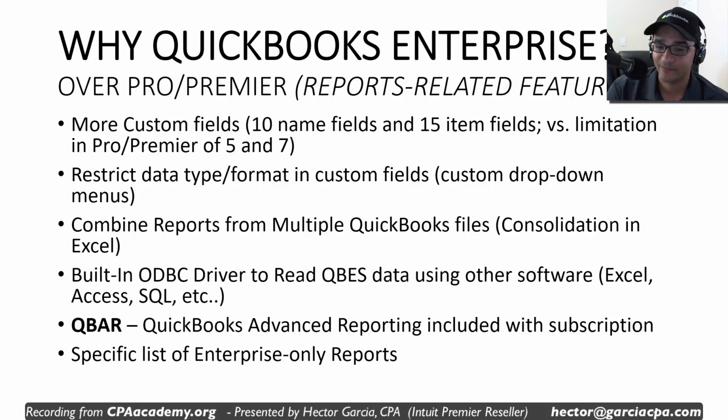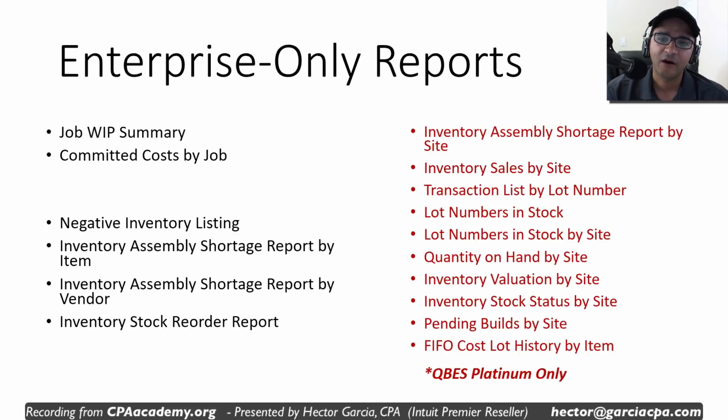And then, of course, there's a specific list of QuickBooks Enterprise-only reports. Now, in this slide, this is the list of all the Enterprise-only reports. The ones on the right side that are in red, they're on the Platinum version of QuickBooks Enterprise only. I'll talk about the versions in a second. Things that have to do with multiple inventory sites, lot numbers, serial numbers, and FIFO, right, which are things that are only available in QuickBooks Enterprise Platinum. Those are all on the right side.